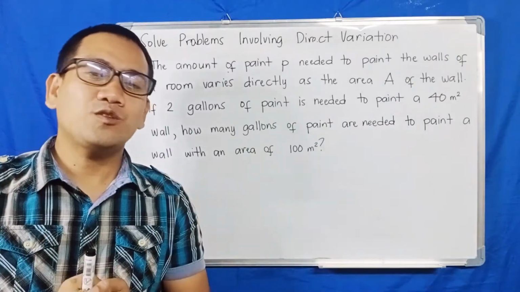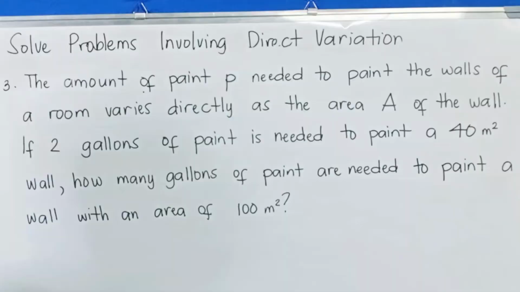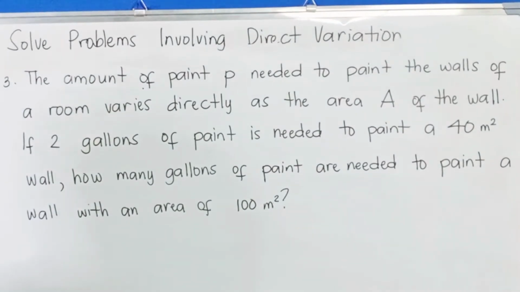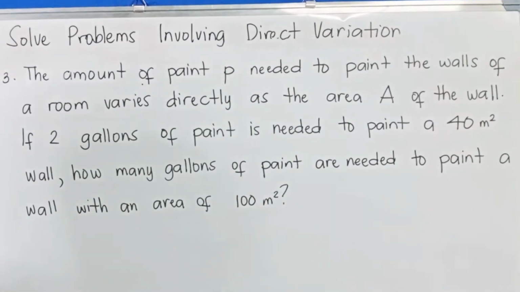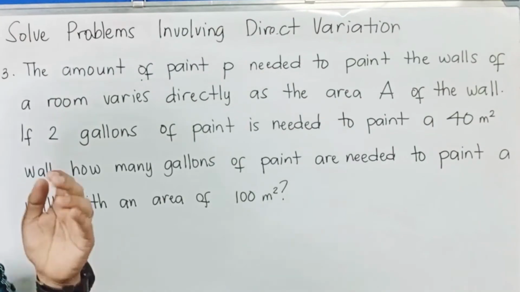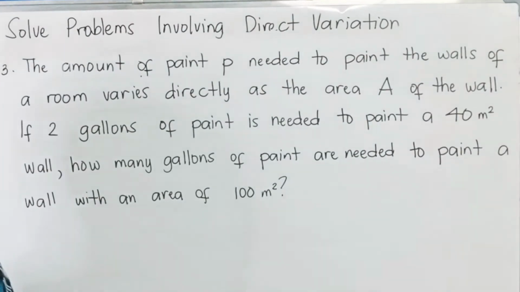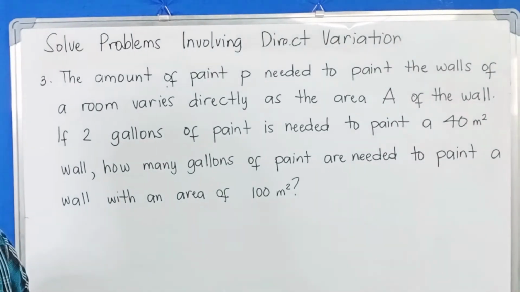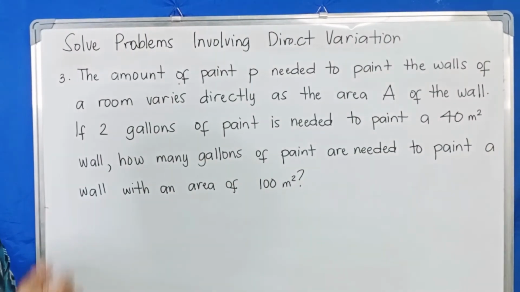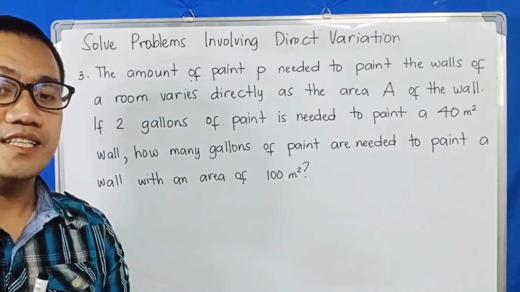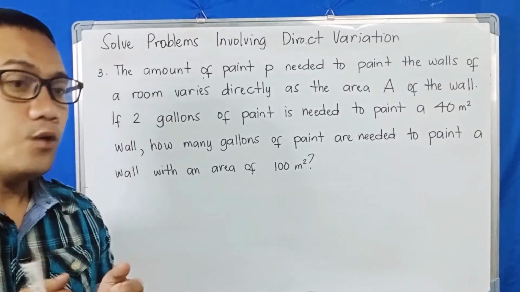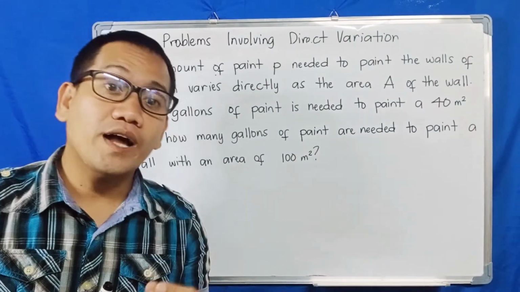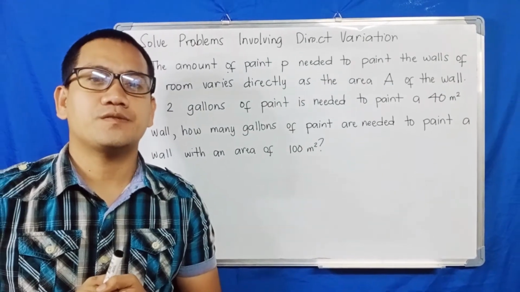So with this, let's try to have our third problem. The amount of paint P needed to paint the walls of a room varies directly as the area A of the wall. If 2 gallons of paint is needed to paint a 40 square meters wall, how many gallons of paint are needed to paint a wall with an area of 100 square meters?